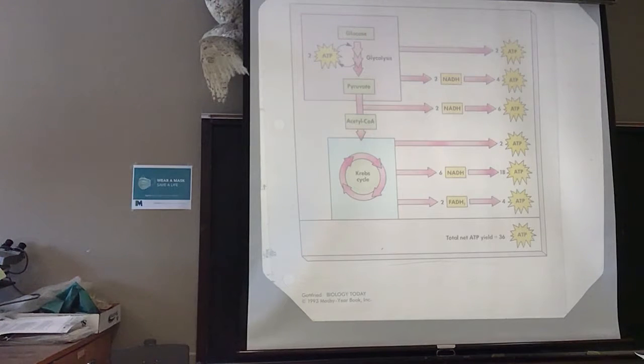So, quick review. Glycolysis generates 2 ATPs, produces pyruvate, which can generate 2 NADHs, acetyl coenzyme A, which is a 2-carbon molecule with coenzyme A attached to it, goes into Krebs cycle. Carbon dioxides come out, NADHs and FADH2s come out, and a little bit of ATP. And this one has a total yield of 36.